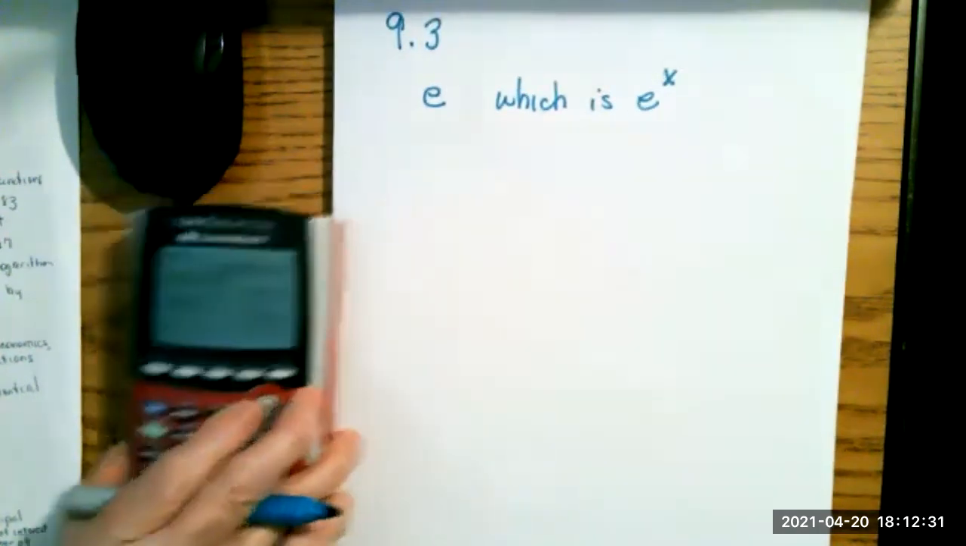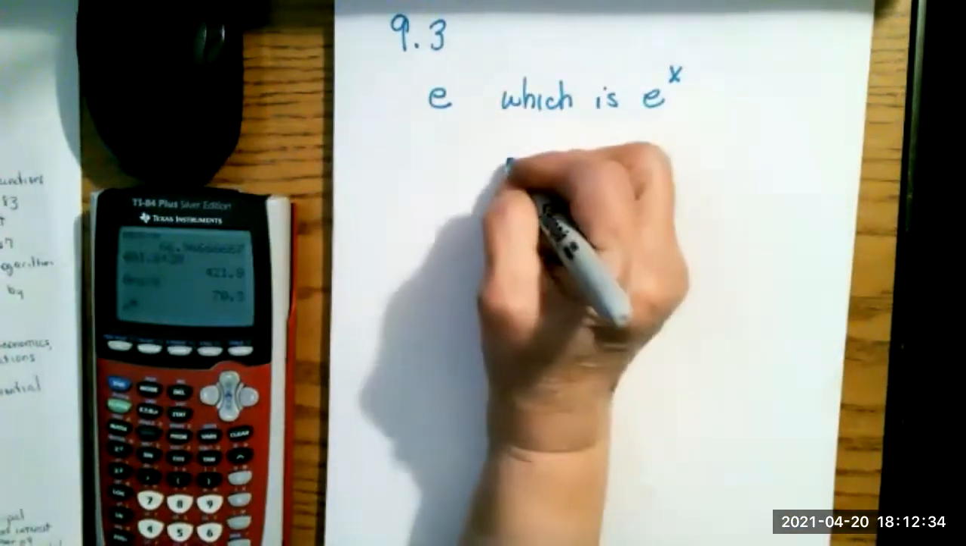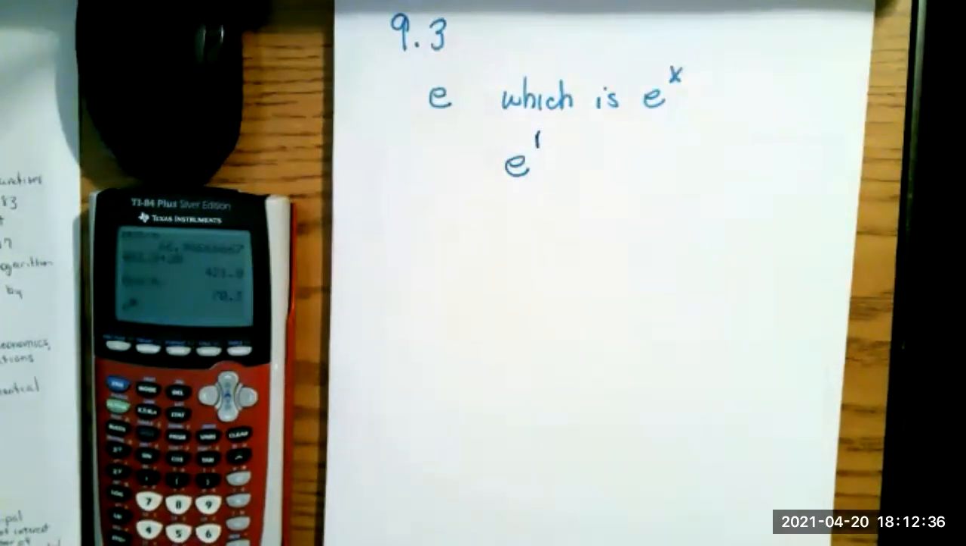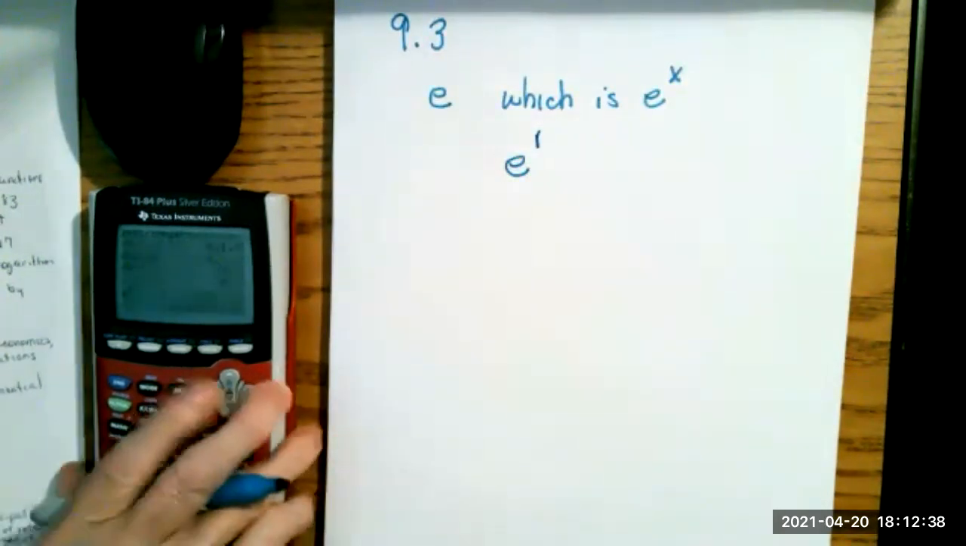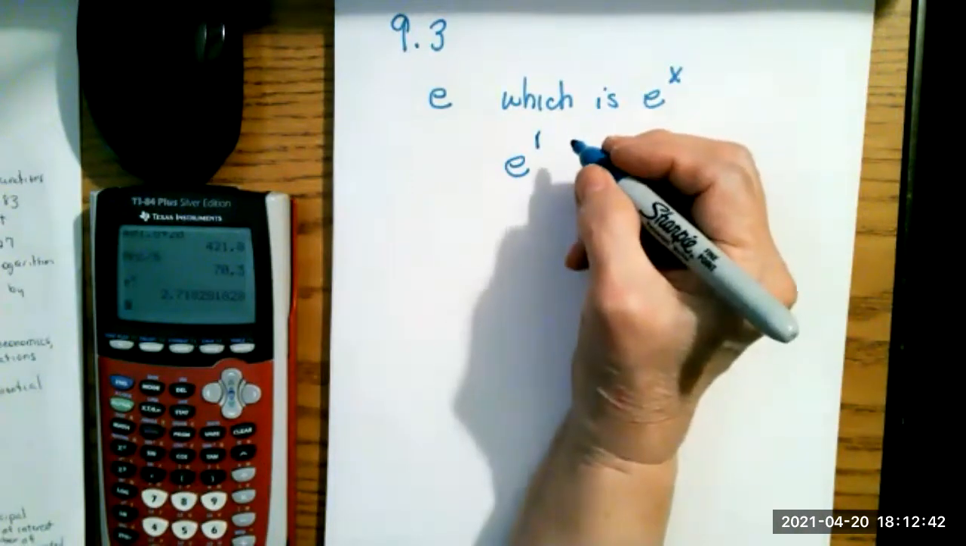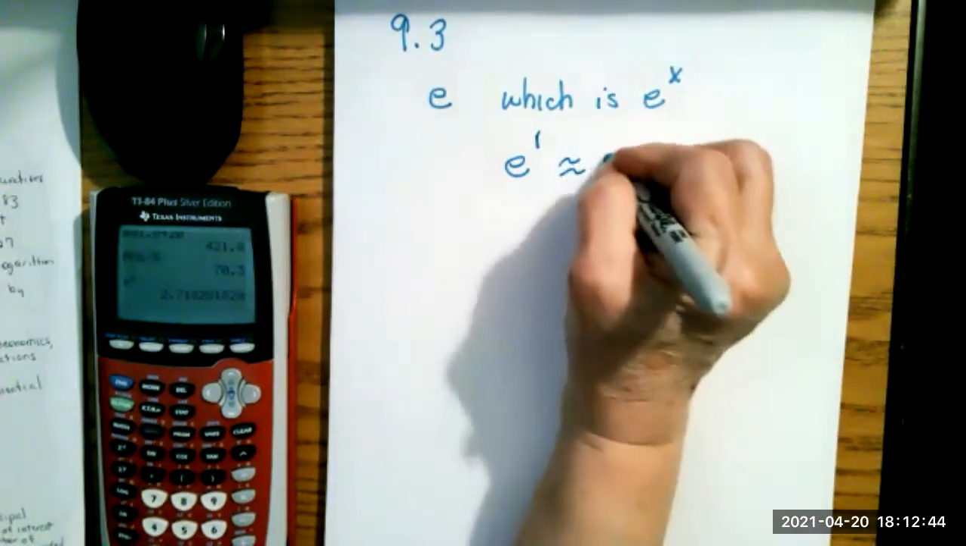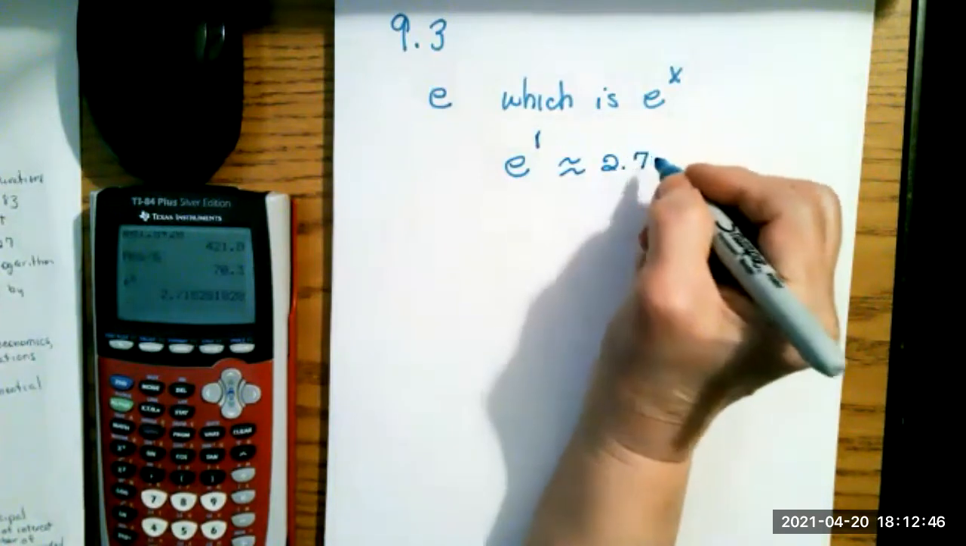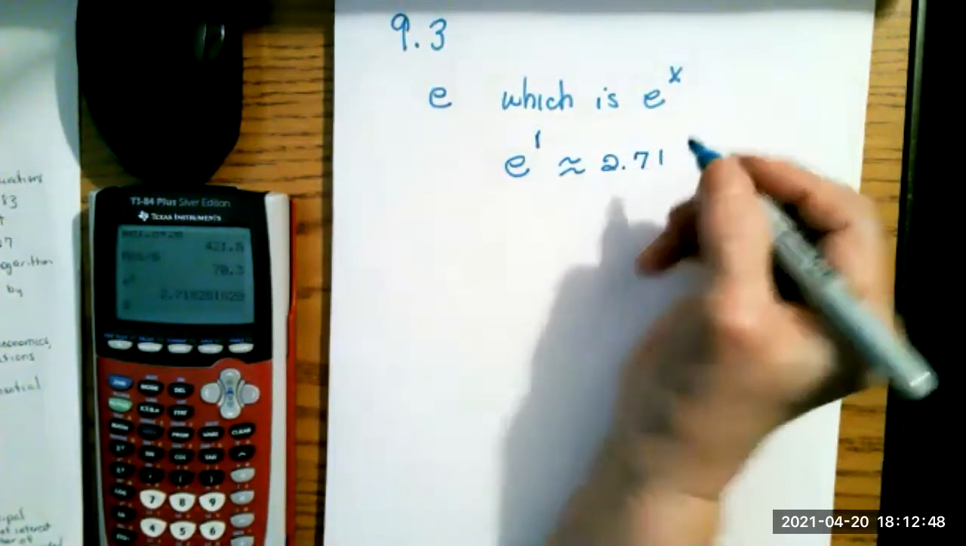So if you want to know the value of E, if you put a 1 in that little box and then hit enter, it'll tell you the value. It's an irrational number that's like pi, 2.71828.